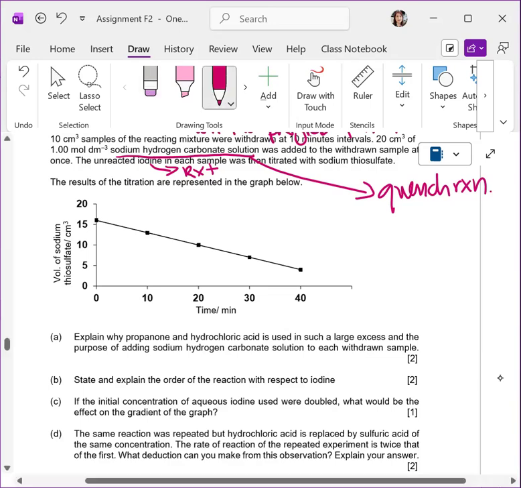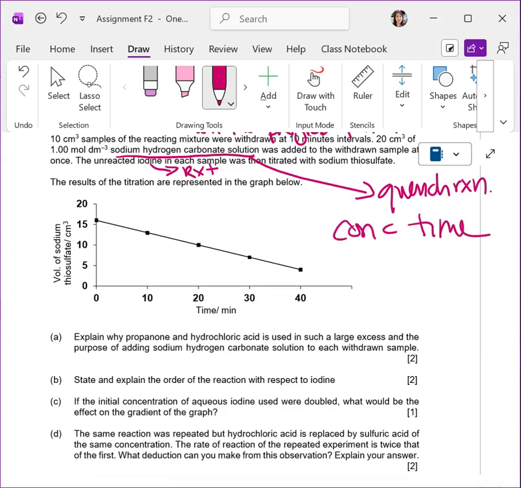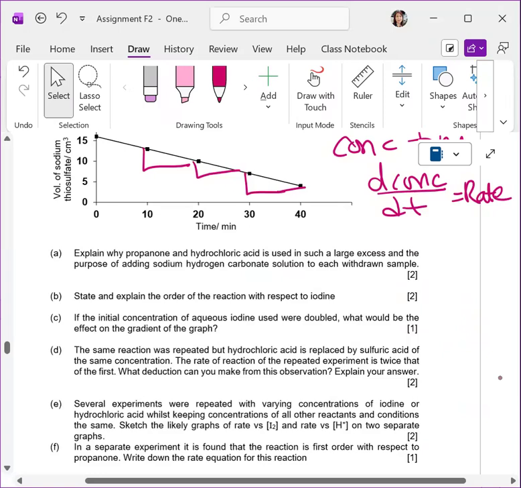A straight line. So in this concentration-time graph, the gradient is d[con]/dt, and d[con]/dt is a rate. So the gradient is the rate of reaction. And what do we see? The gradient at 10 is how much? The gradient at 30 is how much? The gradient at 20 is how much? You'll find that it's the same because it's a straight line. So we are seeing something like this. There is a straight line.